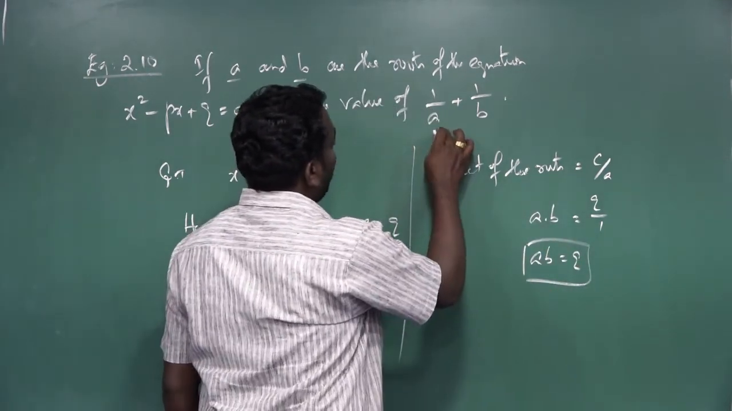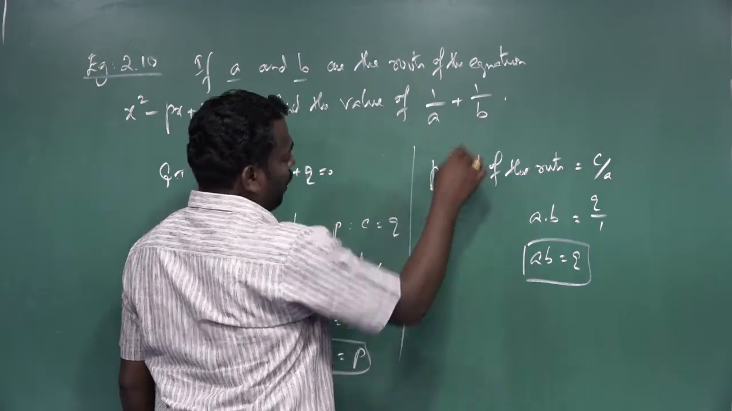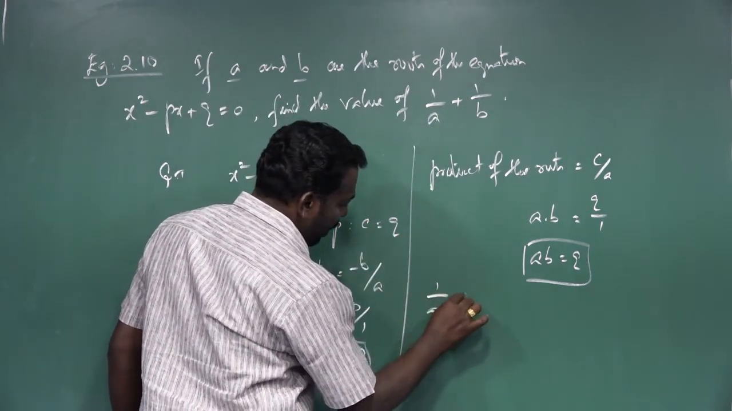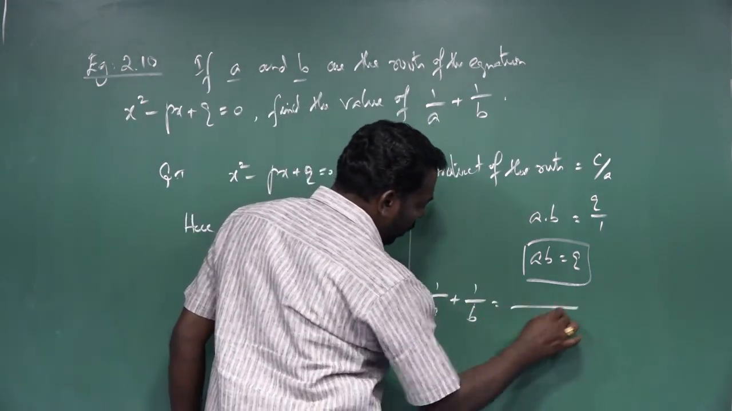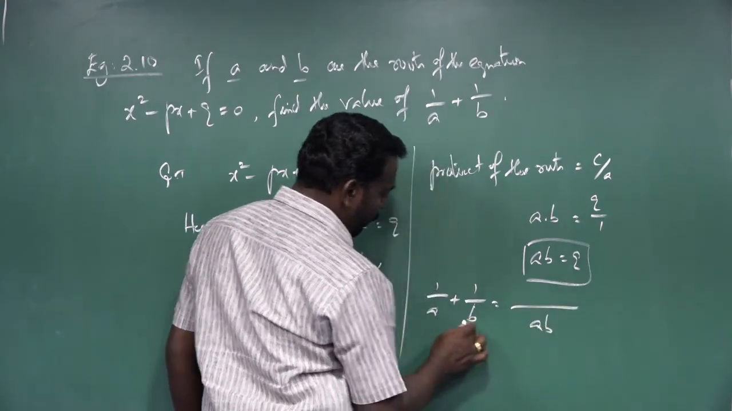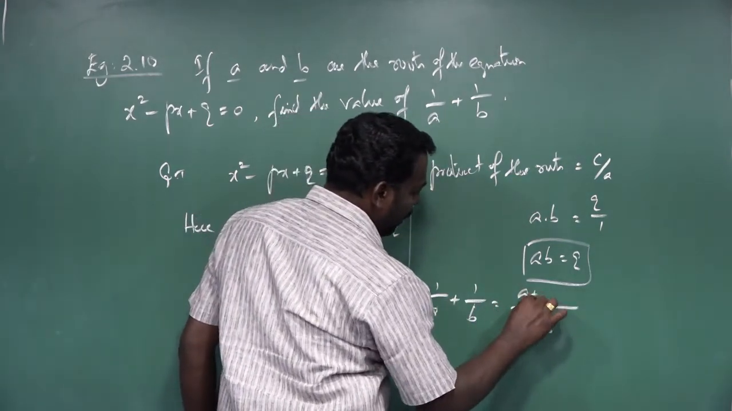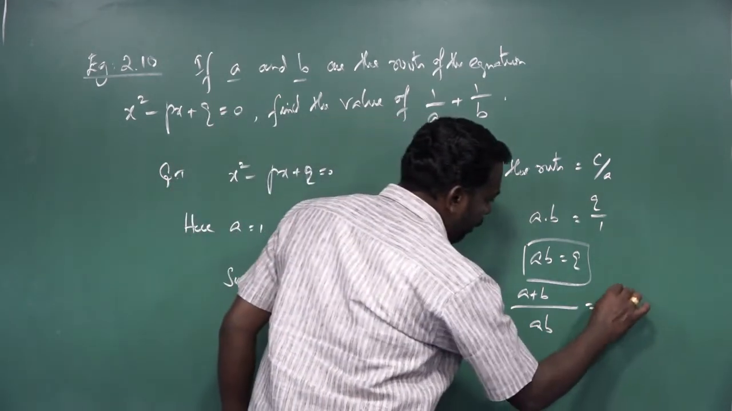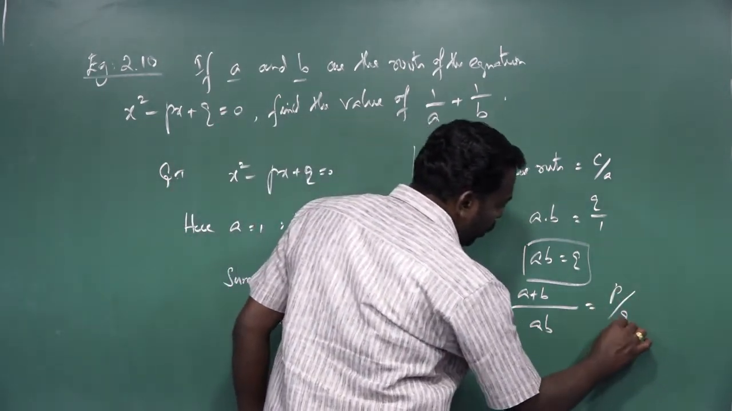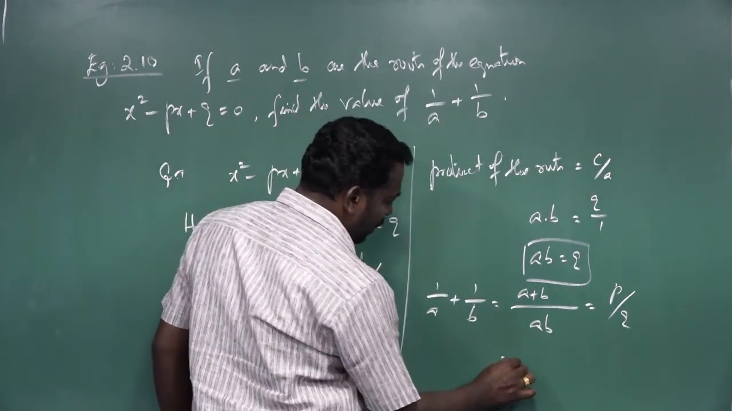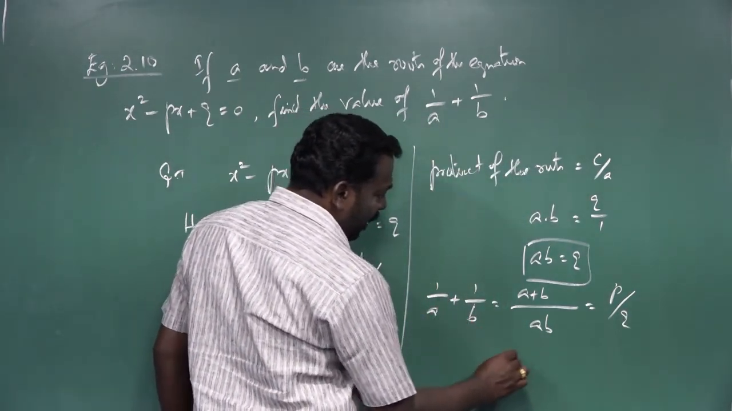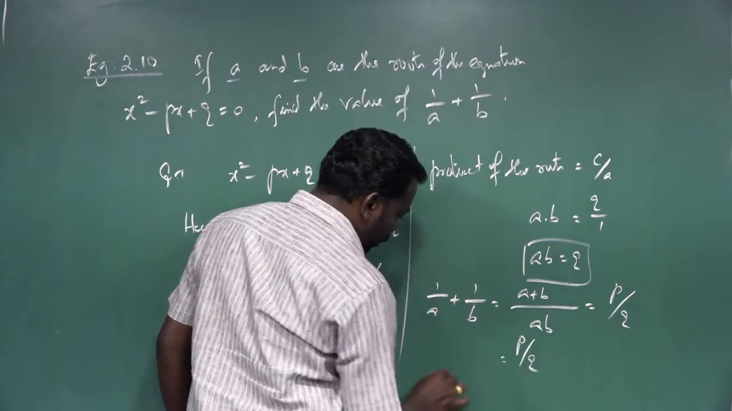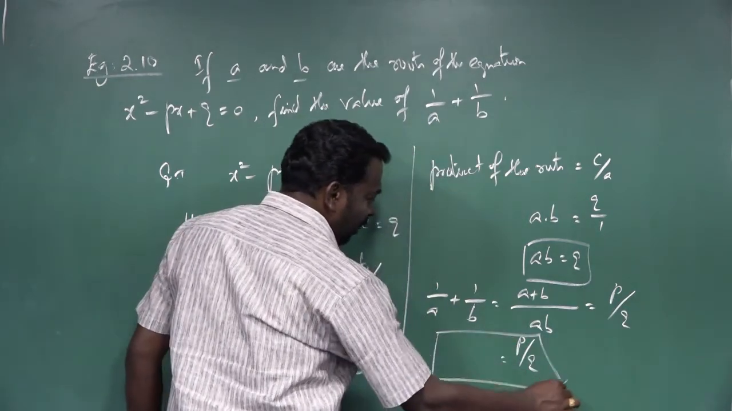Now we want to find the value of 1 by a plus 1 by b. Therefore 1 by a plus 1 by b, taking the common denominator ab, cross product term a plus b, that is equal to p, then ab equals q. Therefore the value of 1 by a plus 1 by b equals p by q. That is the final simplification.